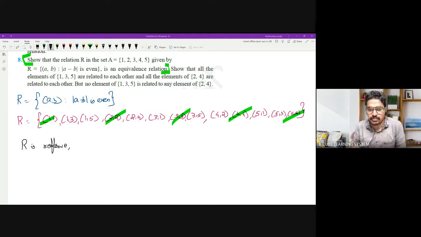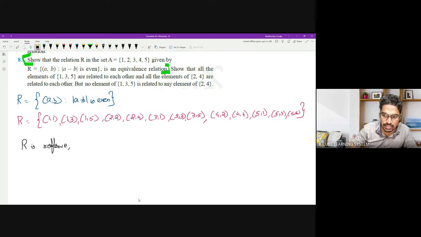There is 1 5, there is 5 1 also. There is 2 4, there is 4 2 also. Like that, there is 1 3, 3 1 also. For everyone, the opposite order is also there. It is symmetric. What about the transitivity?